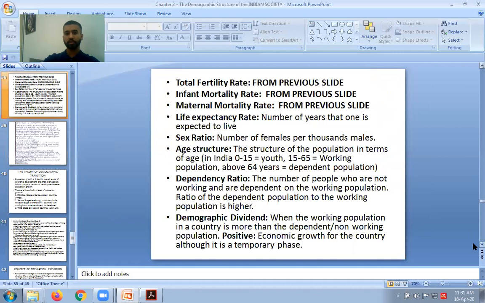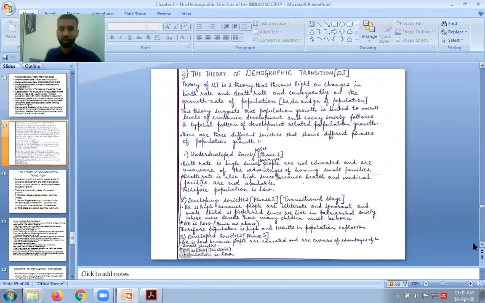So we're going to start with the theory of demographic transition. Now look what happens when we study this theory of demographic transition: we understand the transition in the demographic structure of a society. Then we understand the change. Transition means change in the demographic structure of Indian society or any kind of society in the world.